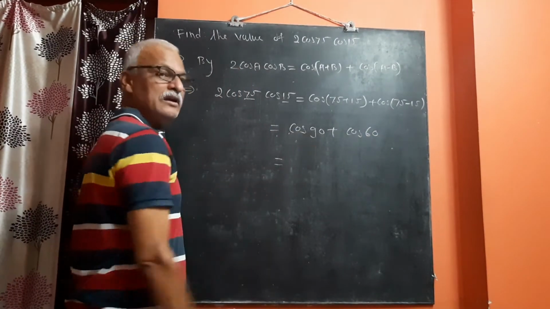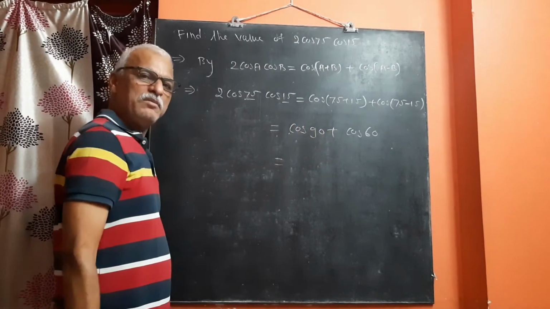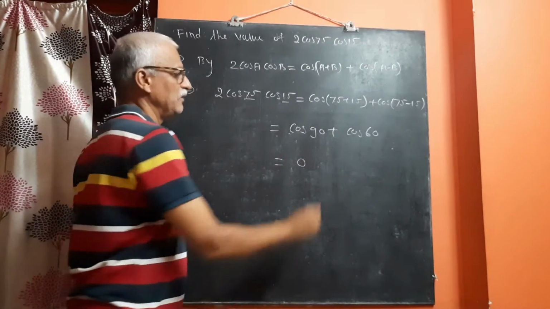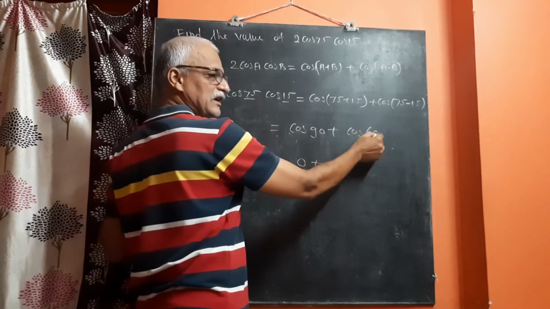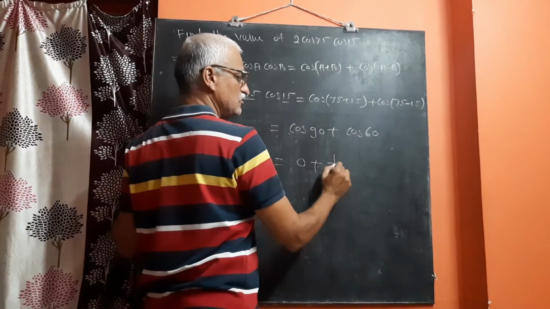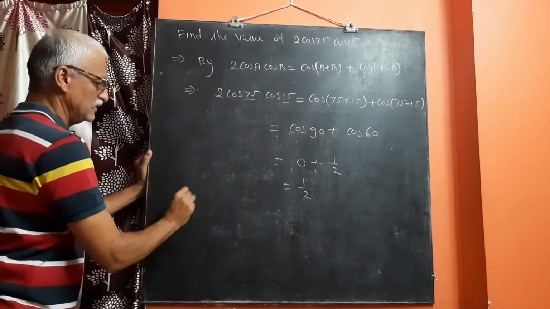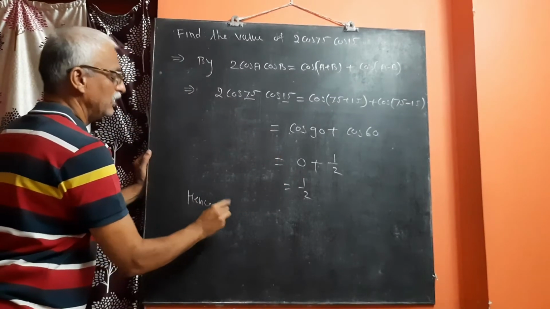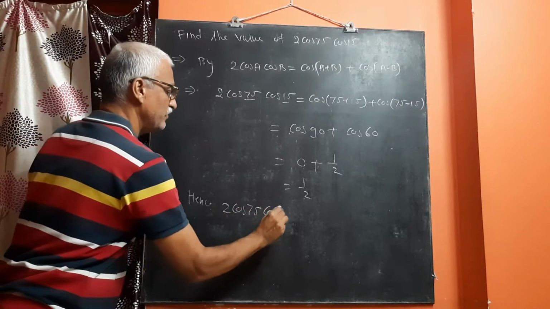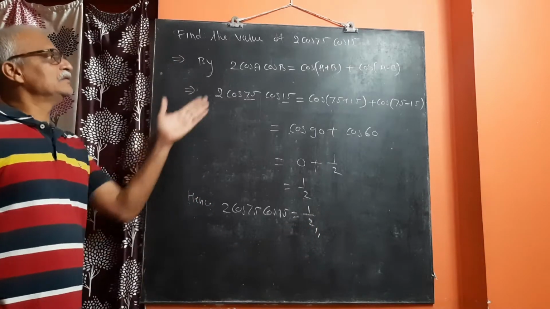Now we know that the value of cos 90, that is cos pi by 2, is equal to 0, plus the value of cos 60, which is equal to half, and therefore this is equal to 1 by 2. Hence the value of 2 cos 75 into cos 15 is equal to 1 upon 2.